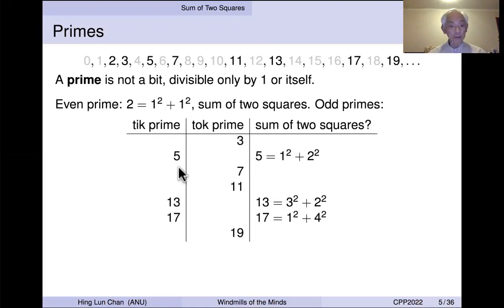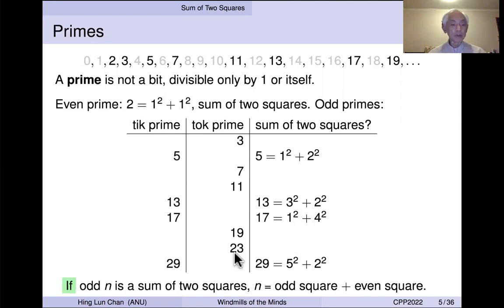As you can see from this example, tick primes seem to be able to be expressed as a sum of 2 squares, like 5 equals 1 plus 4, 17 equals 1 plus 16. Still more examples. Now think, if an odd number n is a sum of 2 parts, then one part must be odd and another part must be even. If each part is a square, then there must be an odd square and an even square to form the sum.